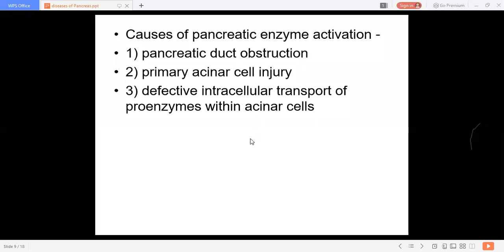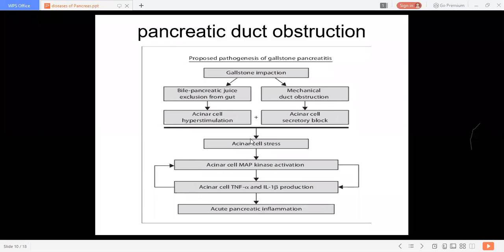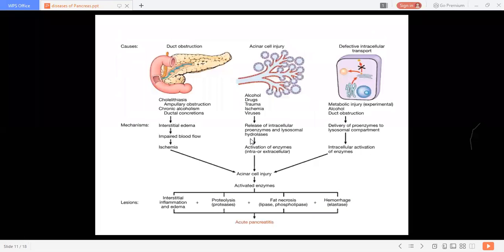Okay, so this acinar cell injury is the main part related with acute pancreatitis, and it happens due to activated enzymes. So these are all changes related with activated enzymes. Now here there are three things we discussed just now: ductal obstruction, acinar cell injury, and defective transport.